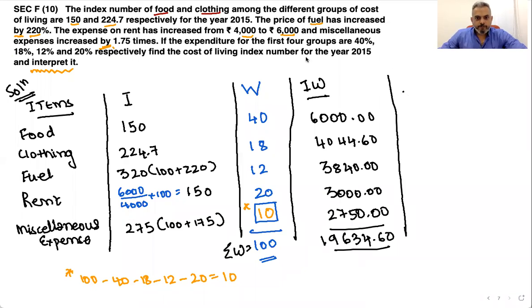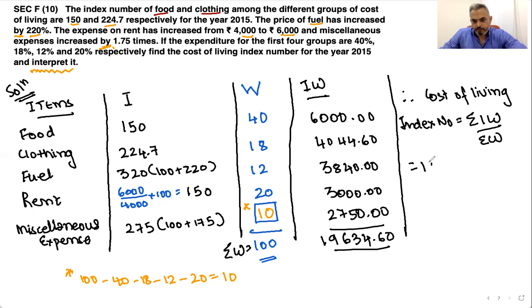So therefore, cost of living index number is equal to sigma IW upon sigma W, which is 19634.60 upon 100, which is equal to 196.35. Now let's interpret it.